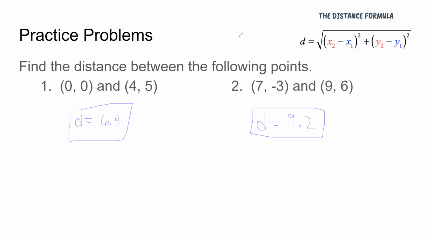The only thing that you have left to do now is your homework. So it's going to be a bunch of problems just like this one. It's going to be on page 322 in your textbook, and you're going to do numbers 11 through 17.